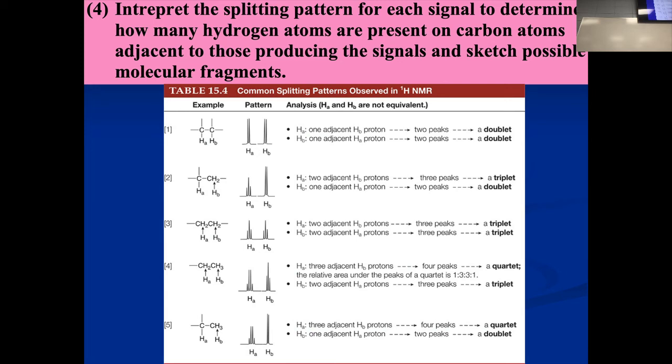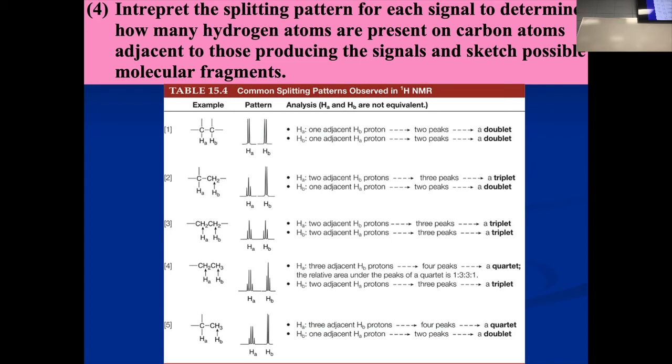If you look at HA and HB in example number 2, HA has how many neighbors? 2, so it's going to appear as a triplet, right? It's going to have 3 peaks. And these 2 have how many neighbors? Wait, why does this one have 2? Is it the C and the H? It's CH2 here, right? So these 2 protons have how many neighbors? 1. So it's going to be a doublet. It's going to appear as 2 peaks, right? So we're going to have a triplet and a doublet.